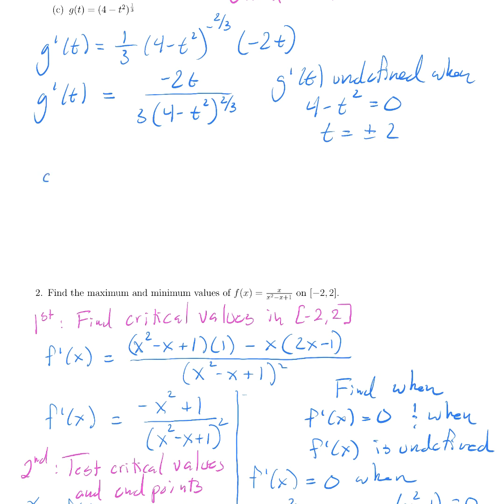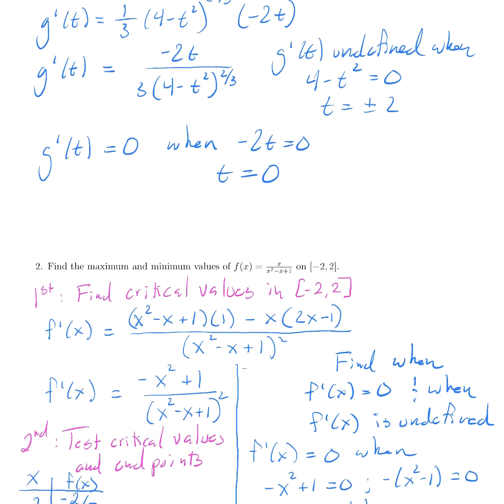When is g prime of t equal to 0? Well, this ratio will only be equal to 0 when the numerator is equal to 0. So that's going to happen when negative 2t is equal to 0 or t equals 0. All right, so that gives us 3 critical numbers. So the critical numbers for g of t in this case are t equals negative 2, 0, and positive 2.